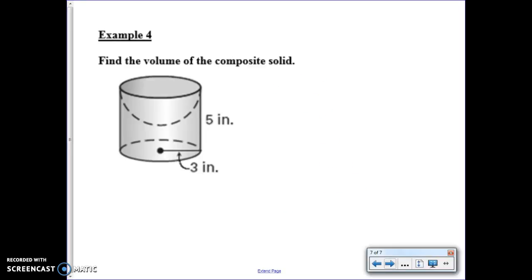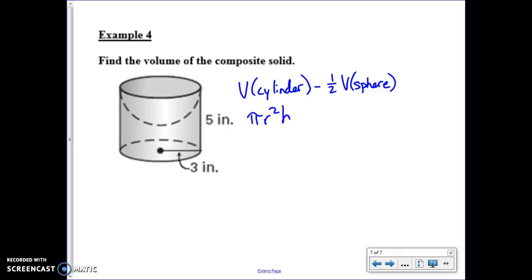Okay, find the volume of the composite solid. What it looks to me like is that we have a cylinder, and then we're taking out half of a sphere. So we need the volume of a cylinder, and we need to subtract half the volume of a sphere. So our formula for cylinder is pi r squared h minus half. Our volume of a sphere is 4 pi r to the third over 3.